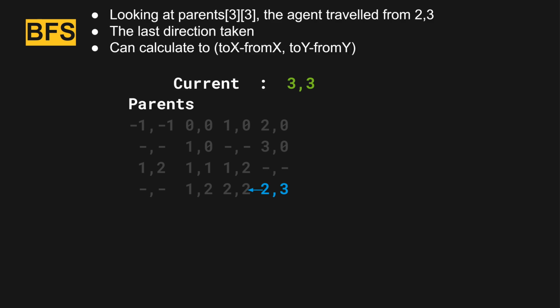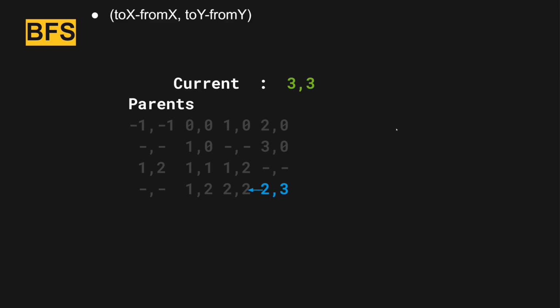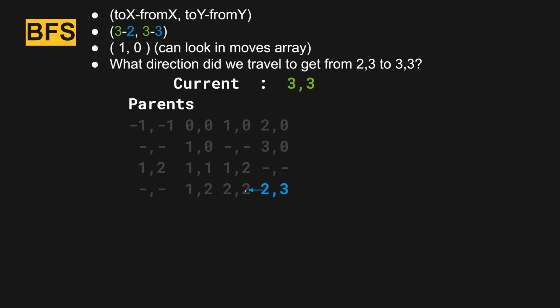To calculate this, we can subtract the previous x and y from the current x and y. So in the moves array, if we were to look, the position 1, 0 equates to west. This is basically saying that we added 1 to x, which is the equivalent of west. To get from 2, 3 to 3, 3, we traveled west.